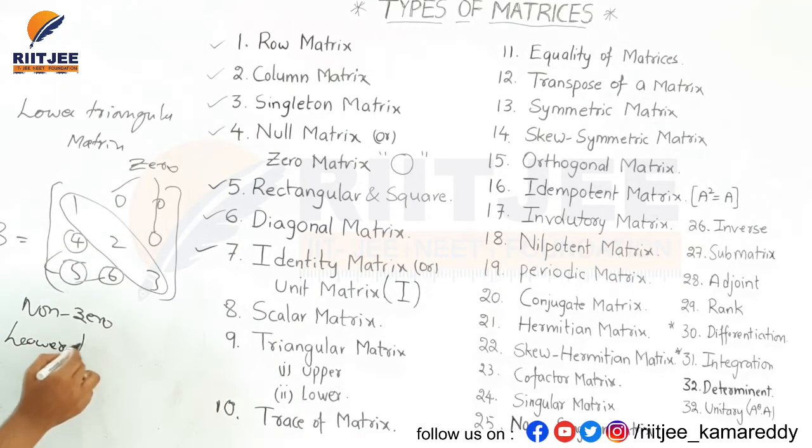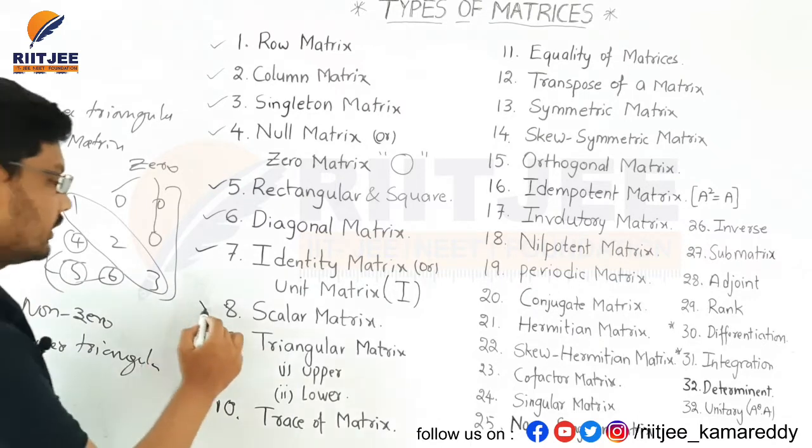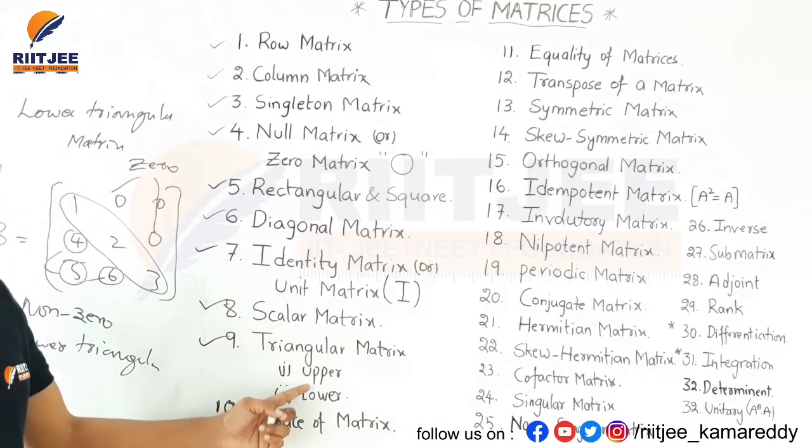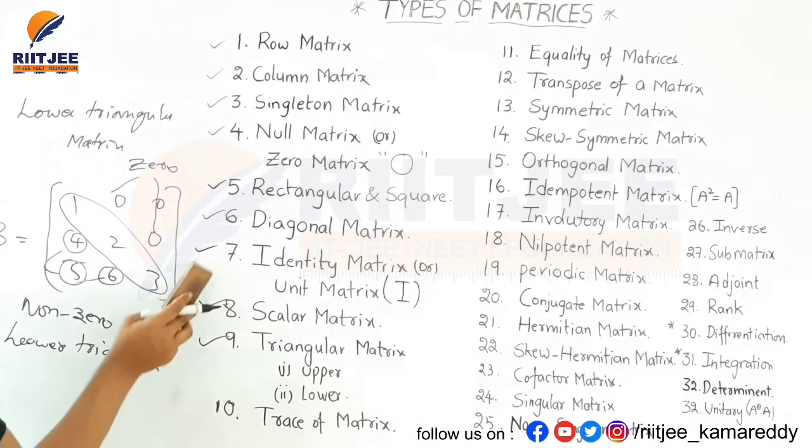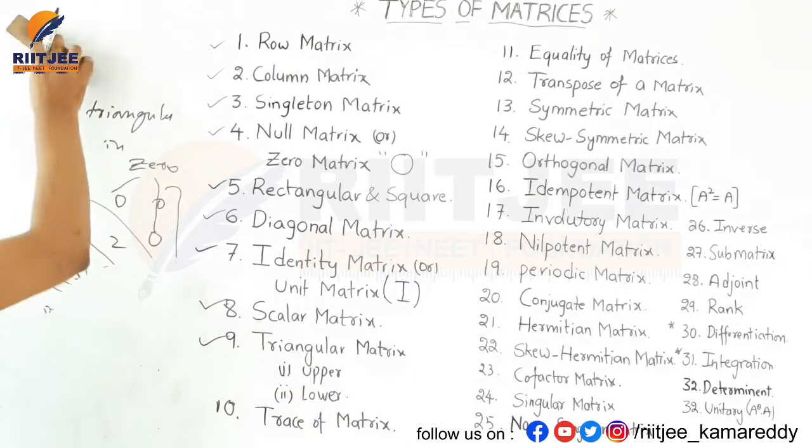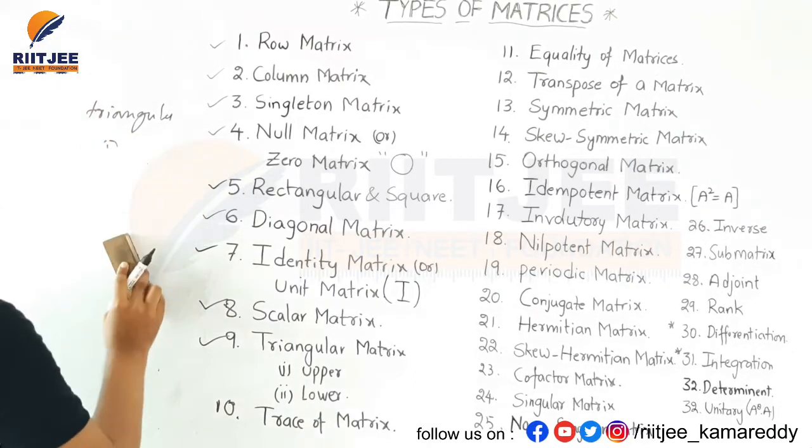matrix. This is all about upper triangular and lower triangular matrix. These are the examples of triangular matrix. Now let us see one more type of matrix here.